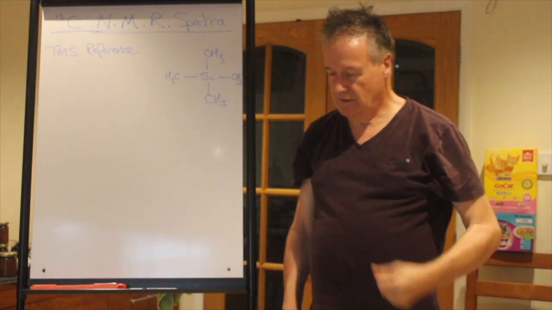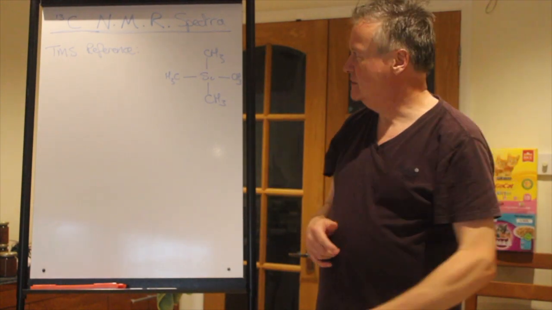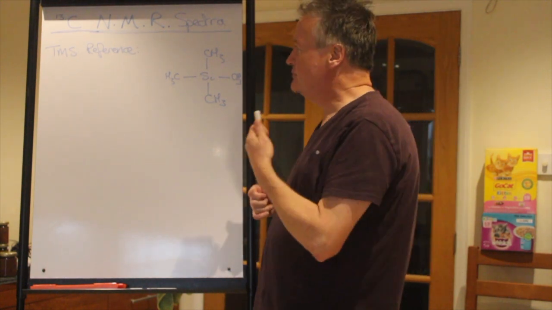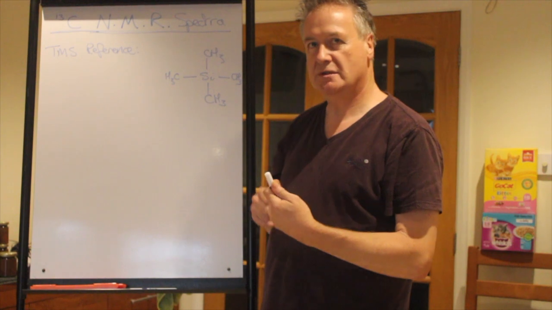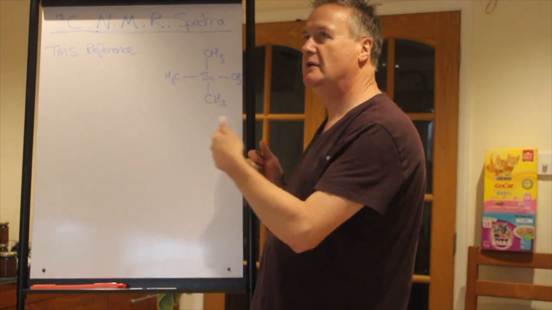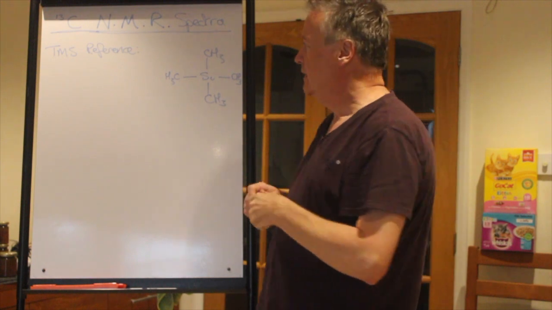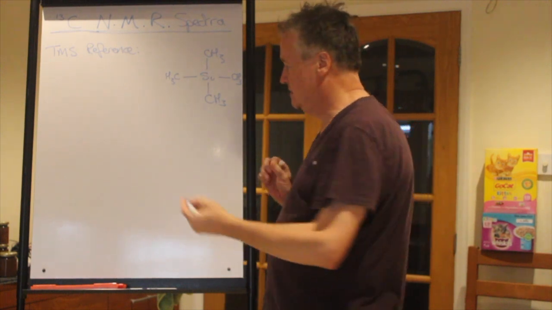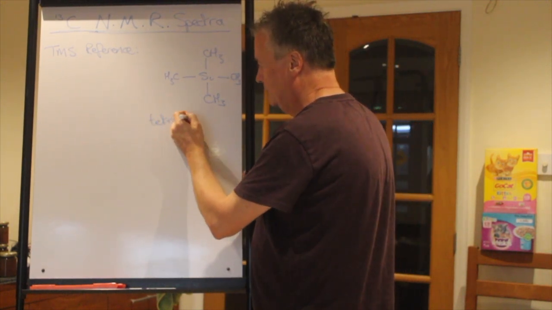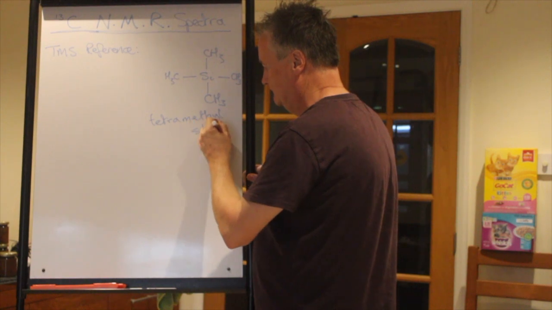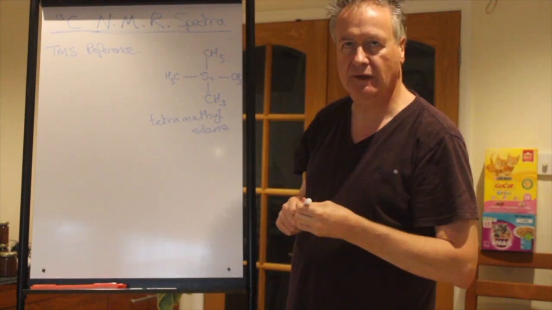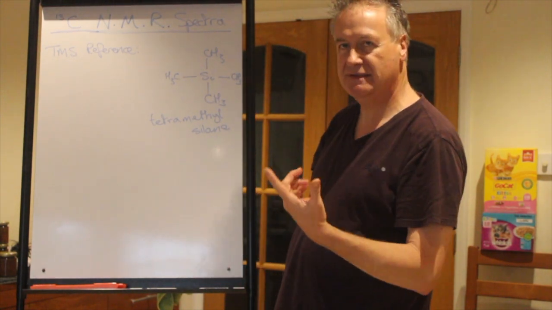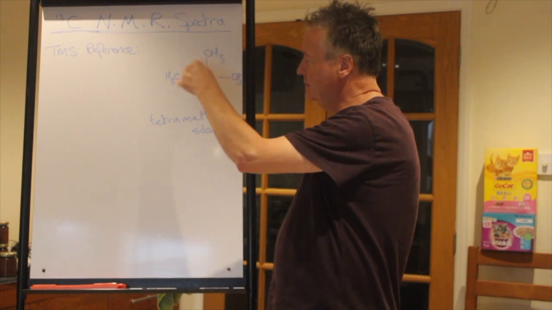So we need to get in our heads a number of things. The first thing is what is called a TMS reference. TMS reference is the 0 point on the ppm scale that everything is compared to. Now this is TMS, an abbreviation of its name. It stands for this. It's one word. I didn't leave enough space to write it as one word. Tetramethylsilane. Silane meaning SiH4, replace the hydrogens with methyl groups.